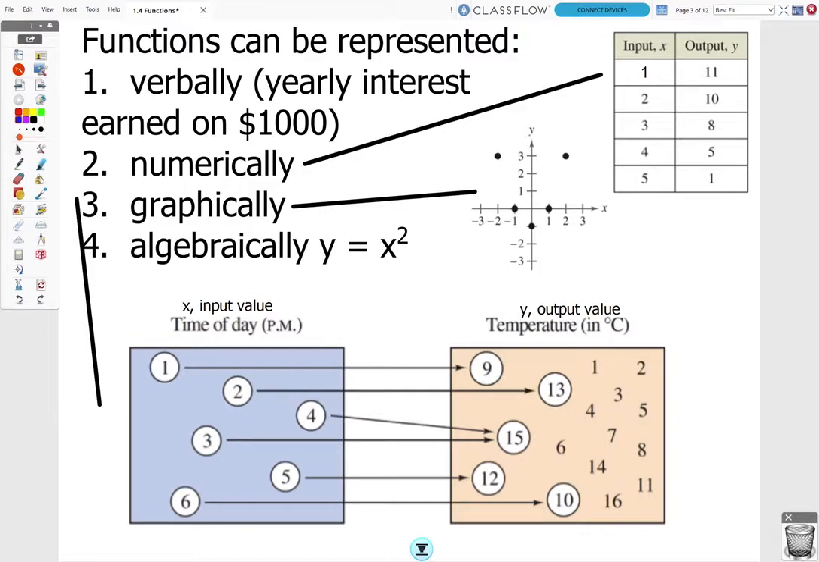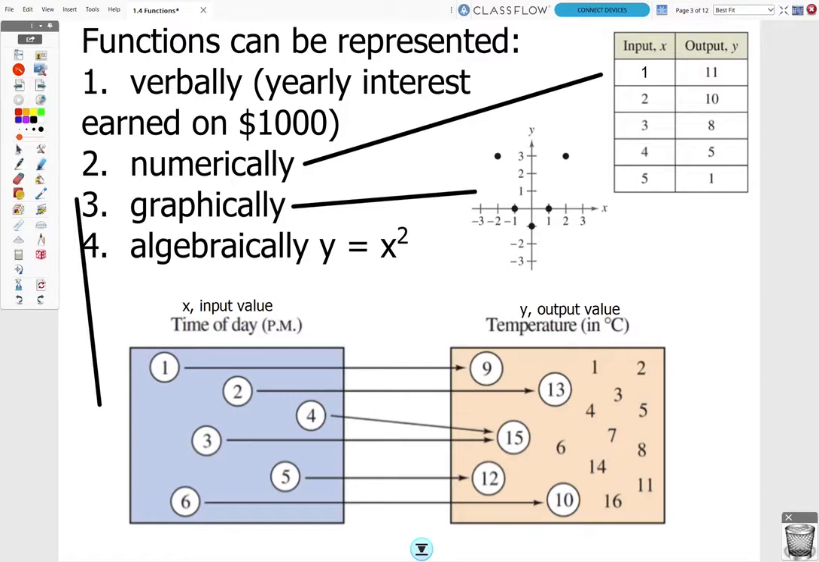We can represent them in several ways. Verbally, we can simply say yearly interest earned on $1,000. We can say numerically with things like tables. The input value is 1, 11 is the output value, 2 outputs 10, 3, 8, 4, 5, and so on.